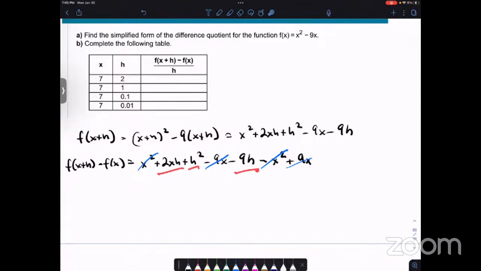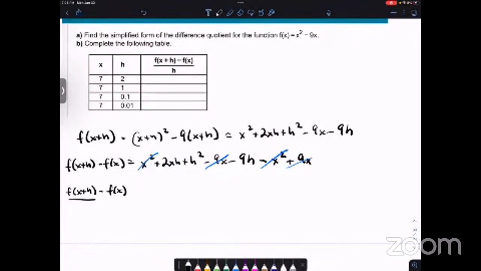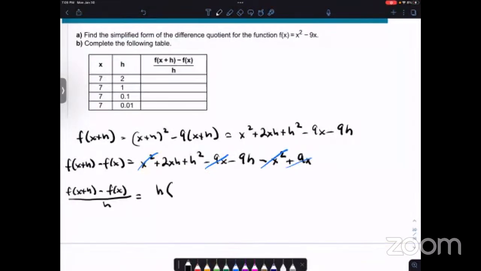Which is going to be this f of x plus h minus f of x all over h. So I'm going to go ahead and factor out my h from the remaining terms. And that's going to leave me with 2x plus h minus 9. And on bottom, we have our h. So then it's like this. All right. So now they cancel. That's the goal, is for those guys to cancel.